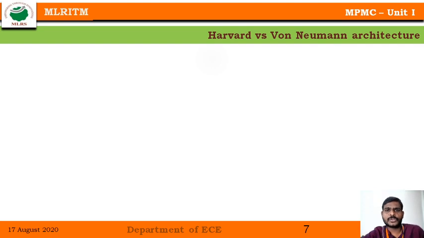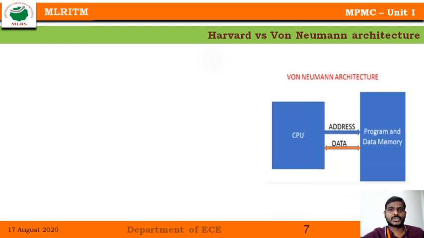When we start on the architecture of 8086, we need to know the different architectures available. We have two different architectures: Harvard architecture and Von Neumann architecture. The 8086 uses Von Neumann architecture. Why? Because we use one single memory, 1 megabyte, for both program and data memory purposes. Then what is Harvard architecture?